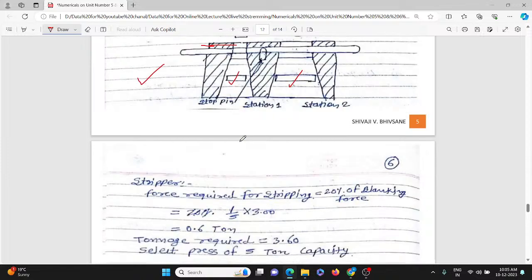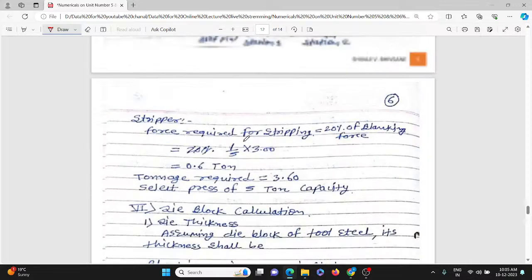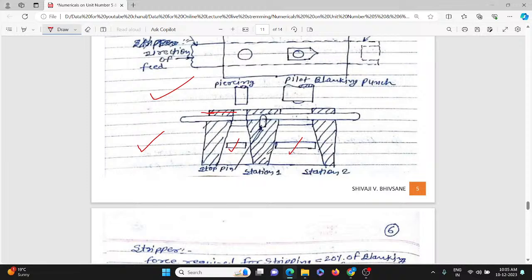So the striper must exert pressure so that the strip will be kept on the die. Otherwise, what will happen is that when the punch is exerting pressure, because of that punch pressure, the strip may be pulled inside the opening of the die, and because of that wrinkles can be formed.